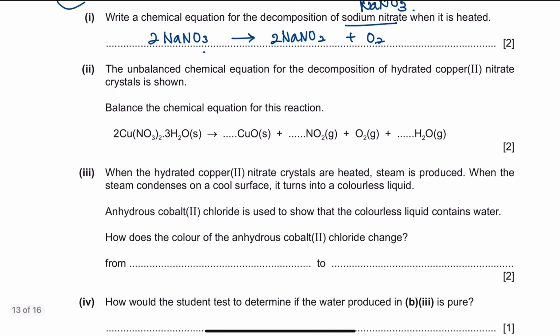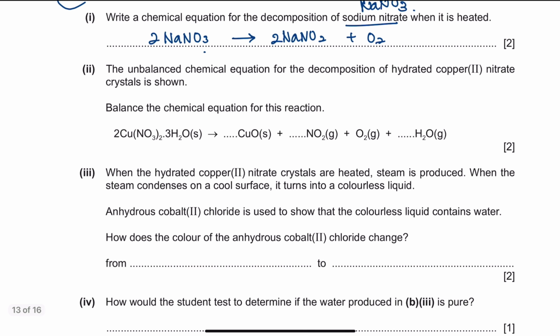The next question, the unbalanced chemical equation for the decomposition of hydrated copper nitrate crystals, meaning it has molecules of water, is shown. Balance the chemical equation for this reaction. So since there are 2 copper here, you're going to put a 2 over here. Your copper is balanced right now. Next, nitrogen. There are 2 over here, meaning 2 nitrogen and a bracket of 2, so 4 nitrogen in total, and I'm going to put 4 over here.